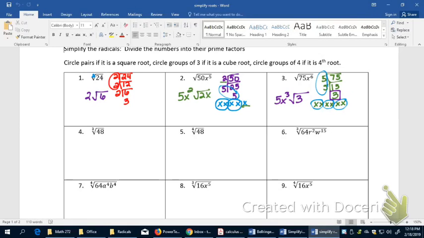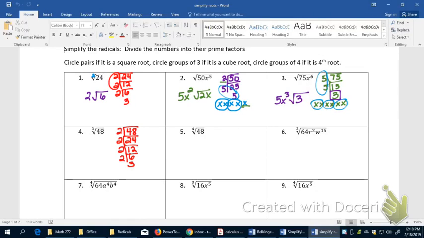Okay, so let's talk about what happens whenever it's a cube root, like number 4. If you put cube root of 48 in the calculator, it won't give it to you correctly, so that's why we've got to work it out. Okay? You're going to start off the same way as if it were a square root. Divide by 2, divide by 2 again, divide by 2 again, and again. Another thing that's kind of difficult on some of these problems is the numbers get bigger because cube roots and fourth roots are bigger numbers.